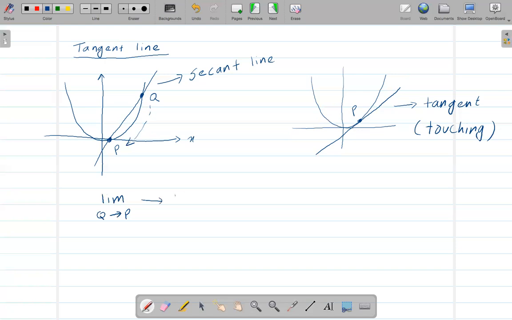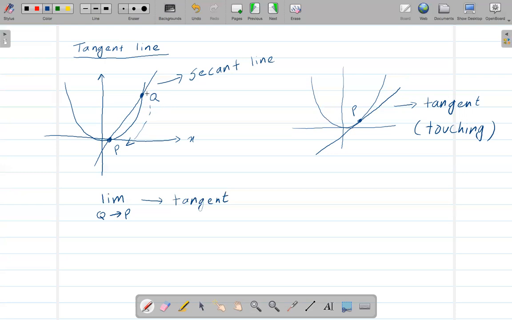Then in that case, we got a tangent line. So the purpose of the limit here is to say something is approaching towards some point. That's the use of the limit. I'm going to talk more about the limit within a few minutes, but that's the basic idea of the tangent line.